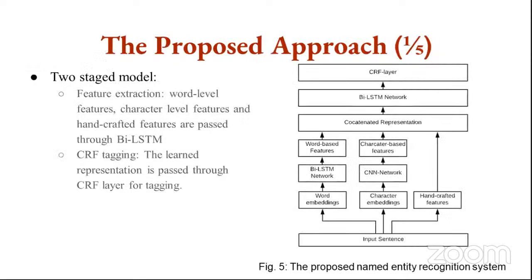So this is our architecture. We have word embedding, word level features, some character level features, and some handcrafted features. Given the input sentence, we have word level features, character level features, and handcrafted features. This is a two-stage model. First is the feature extraction, and second is the classification. In feature extraction, the word level features, character level features, and the handcrafted features are passed through a BiLSTM. And then CRF tagging, because it is a sequence labeling task. As I mentioned, named entity recognition is a sequence labeling task. So in the final layer, CRF is used for the classification. The learned representation is passed through CRF for tagging.